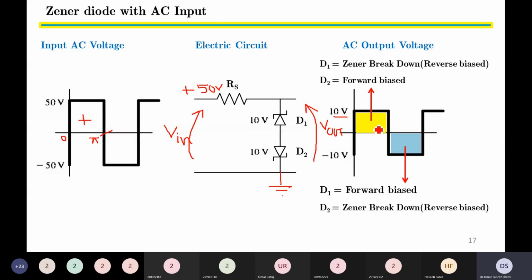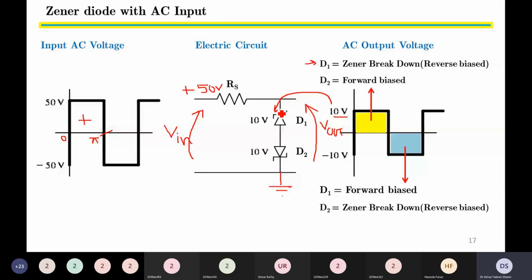During the positive half, Zener diode D1 experiences Zener breakdown, and during the same time, that is from 0 to pi, the Zener diode D2 is experiencing forward bias. Hence, we will get an output of positive 10 volts. From where did this positive 10 volt come from? This positive 10 volt in fact comes from the Zener breakdown voltage due to only D1.